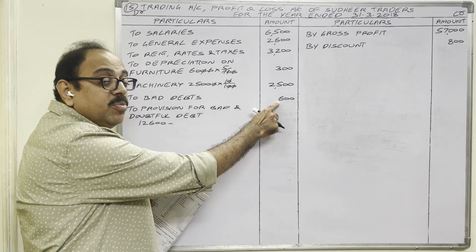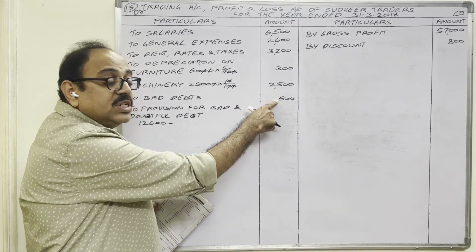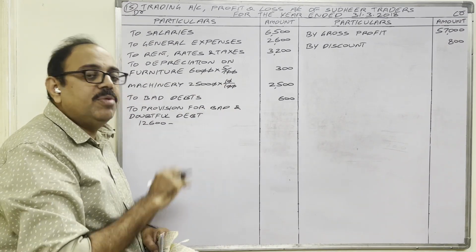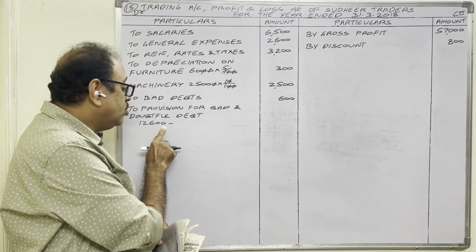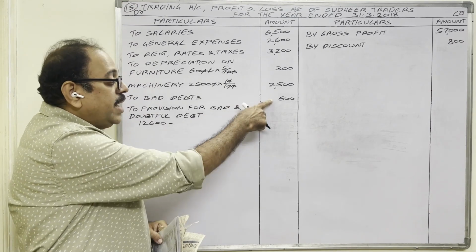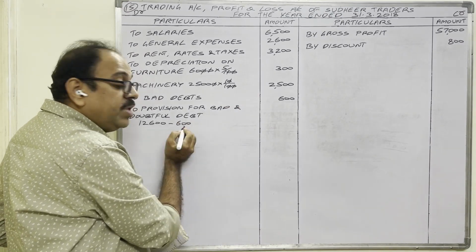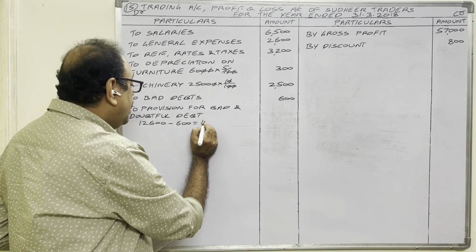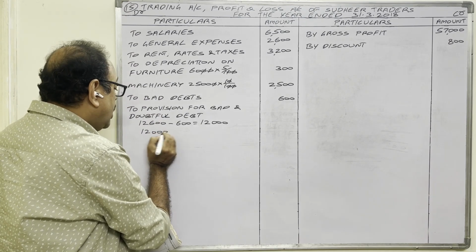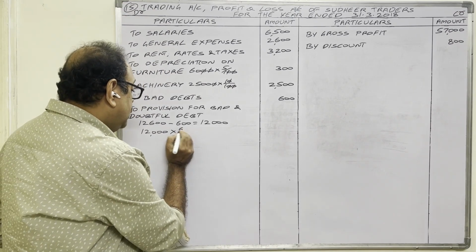Means this bad debt amount 600 is not yet deducted from debtors. If bad debt amount 600 is given in the trial balance, then the meaning is that bad debt is already deducted from debtors. In that case, on 12,600 directly we can calculate provision for bad debt. But bad debt is given in the adjustment now. So first that bad debt we have to subtract from debtors. Then net debtor value is 12,000 rupees. On this 12,000 we should calculate provision for bad debt percentage. 6%, 6 by 100.